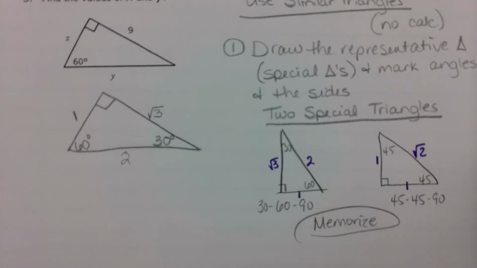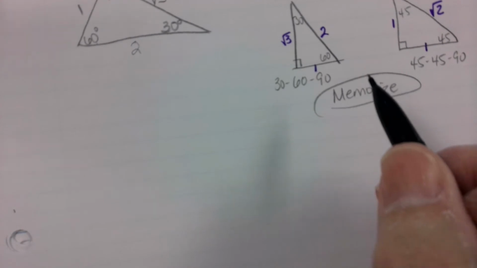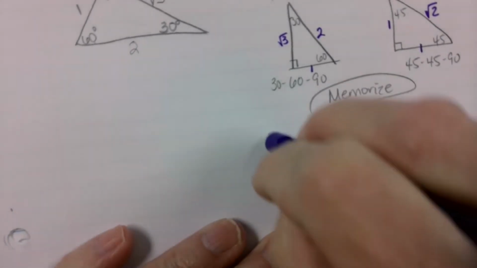Okay, so what are we doing? We're setting up a what? A proportion, that's right. Okay. So step 1 is to draw the representative special triangle and mark the angles and the sides. I said 3, I said 2.